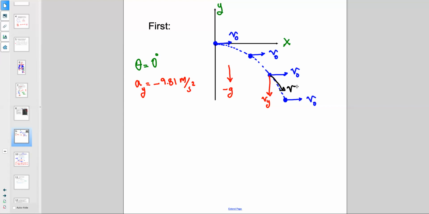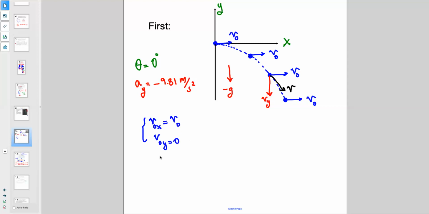Okay, so in order to write down the equations, initial velocity. The initial velocity along the x direction is always constant, which is v0. Along the y direction, initial velocity is 0. Initially, it has no velocity along y. It's freely falling, right? So the initial velocity along the y direction is 0. And along the x direction it's always the same. It's always v0.